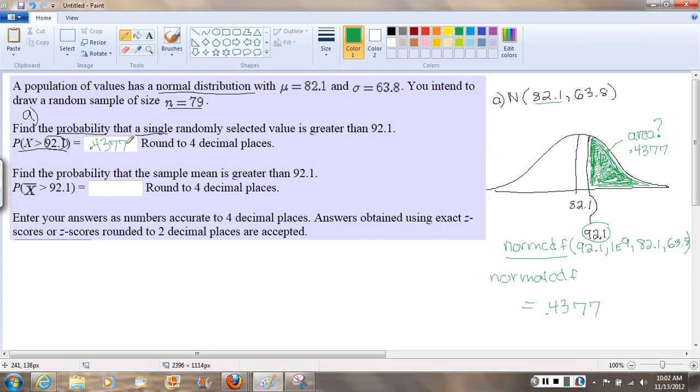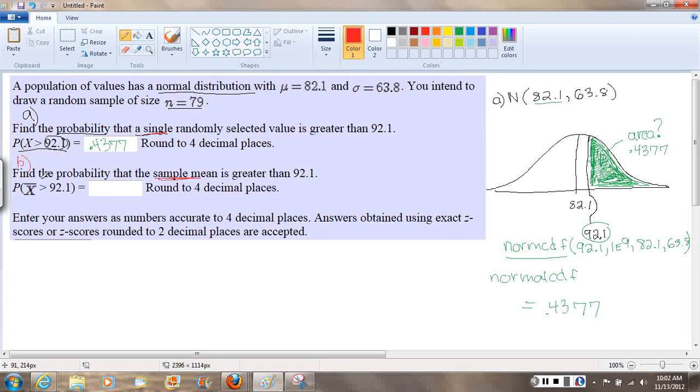Alright, so now let's take a look at the second part of this problem and see how it changes. So here we'll say it's part B. In part B, now instead of asking about a single random variable, they're asking for the probability that the sample mean is greater than 92.1. So the value of interest has not changed, but the random variable has. The random variable has changed from being a single observation to the mean of a group of observations.